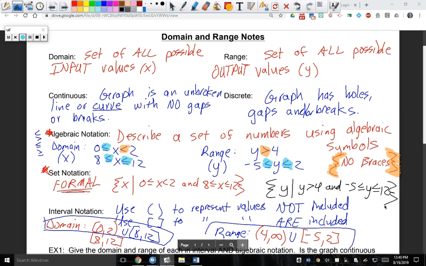So we have interval notation. I think you should probably do this one first. And then I would go to algebraic. And then I would end on set notation. You have to know all three of them, okay? It's just the way we're defining where our input domain values occur and where our output range values occur. Any questions?